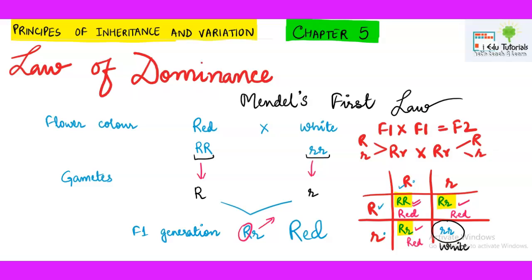Expression means phenotype, right? So, the law of dominance was the first law by Mendel, and it says that the dominant allele will always express itself in combination with the recessive allele. Recessive will only express when it comes with recessive.